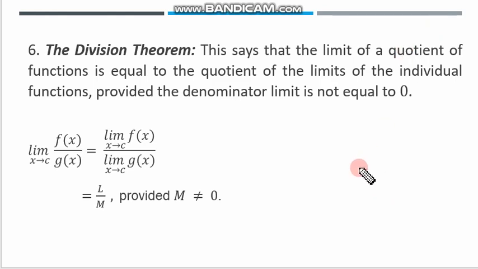So for the division theorem, the limit of a quotient of functions is equal to the quotient of the limits of the individual functions, provided the denominator limit is not equal to 0. So the limit of f of x over g of x as x approaches c is equal to the limit of f of x as x approaches c over the limit of g of x as x approaches c. So that's L over m, where our m here must not be equal to 0.